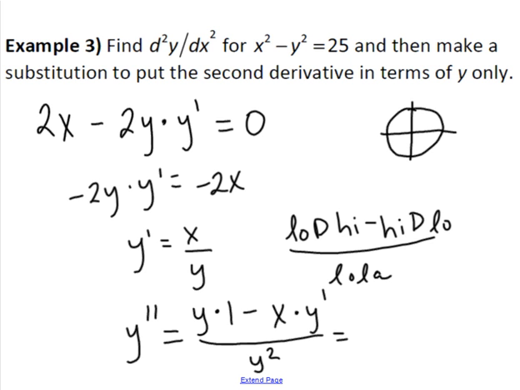Okay, now there's something that you can do here, because it says in the instructions, so we've found the second derivative, but it says we want the second derivative in terms of y only. So that means no x and no y prime. So we need something for y prime. Well, what does y prime equal? Well, we have an equation for y prime. We just found it, x over y. So we're going to substitute that in for y prime here. So go ahead and do that, and I'll pause it and come back.